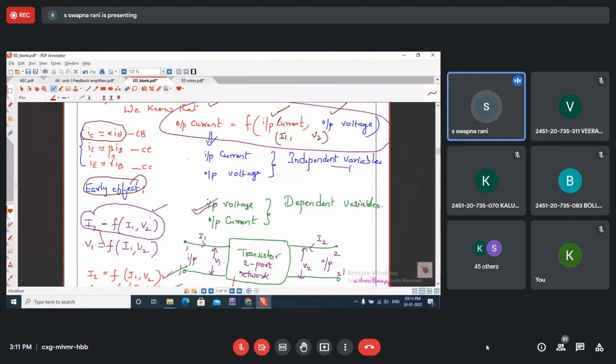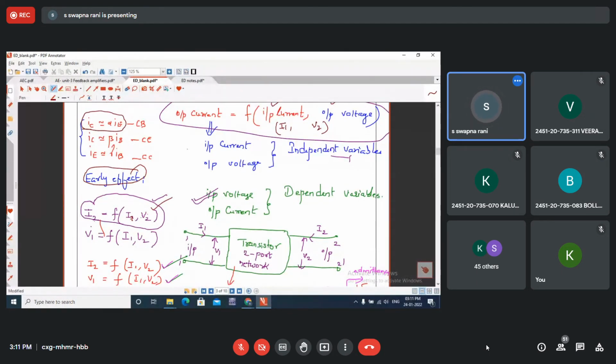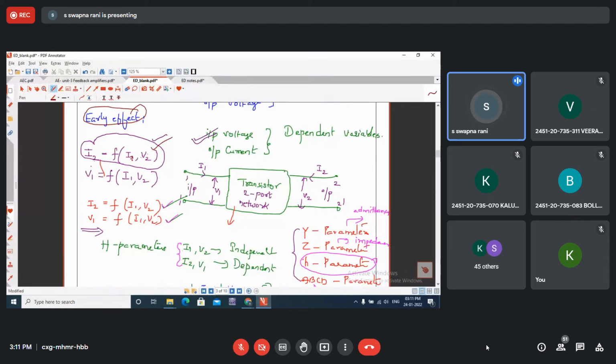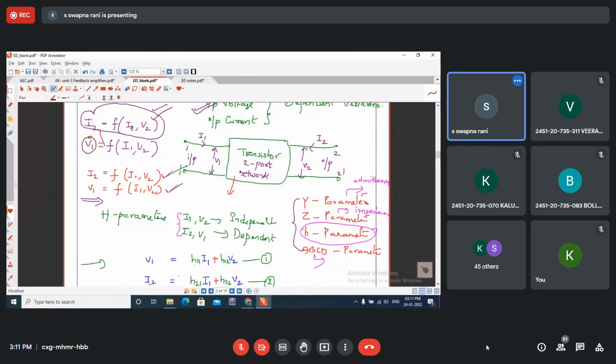So same thing I have written here, I1 comma V2. Output current is a function of input current and output voltage. We are left with only one variable, V1, which can also be written in terms of I1 and V2. So if I1 and V2 are independent, the remaining two become the dependent variables. These equations only give the idea that I2 and V1 depend on I1 and V2, but we don't know the exact relation.